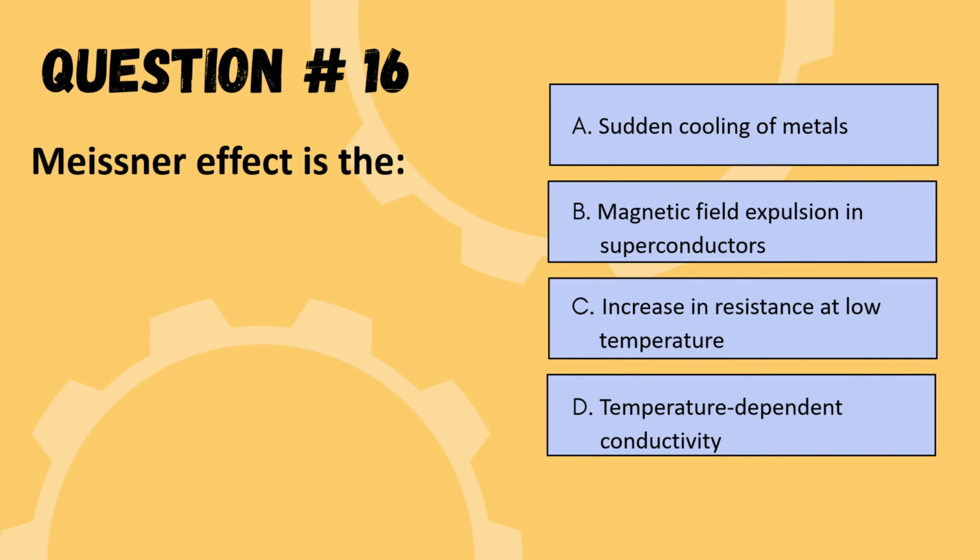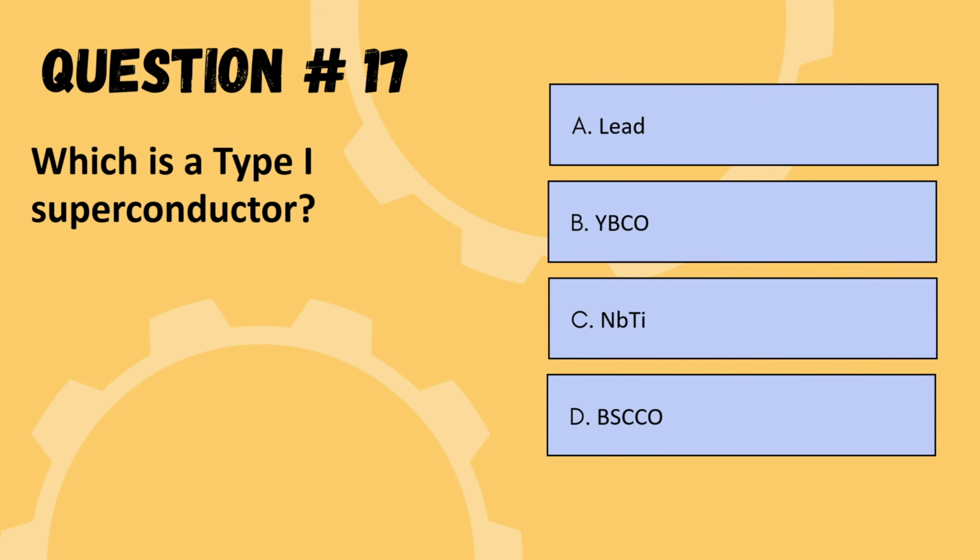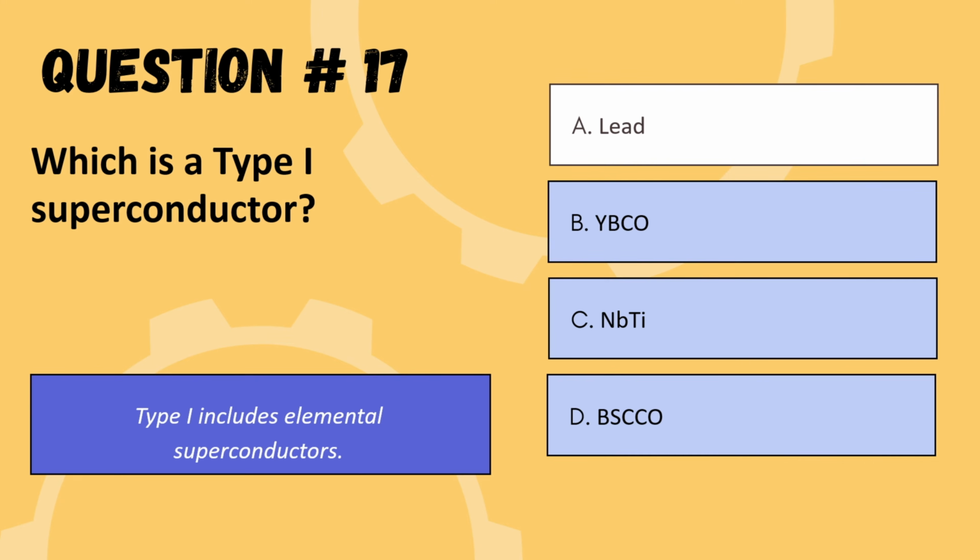Next question is: Meissner effect is, options are sudden cooling of metal, magnetic field expulsion in superconductor, increase in resistance at low temperature, temperature dependent conductivity. So the correct option is option B, magnetic field expulsion in superconductor. So we are moving to the next question. Next question is: which is a type 1 superconductor? Options are lead, YBCO (yttrium barium copper oxide), or BSCCO (bismuth strontium calcium copper oxide). So the correct option is option A, lead. So we are moving to the next question.